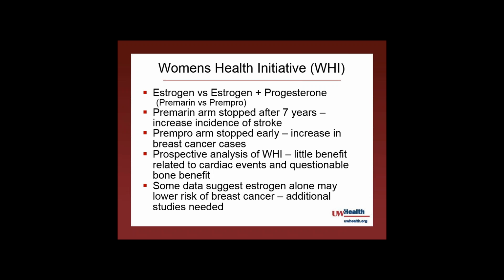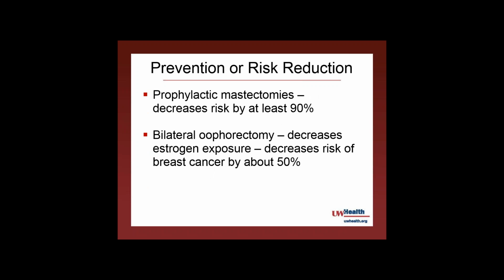So when they looked back at what data we did have in the Women's Health Initiative, there was little benefit related to what we wanted, because the trial was undertaken to look at whether estrogen would help protect your bones and your heart, bone and heart disease, but we found different things. We found that there was little benefit related to cardiac events and questionable bone benefit, and some data suggested estrogen alone may impart a lower risk of breast cancer. That doesn't make sense, but we really need more studies because we think more estrogen increases your risk. But that was what was determined with a trial that was stopped early, but a lot of women were looked at in this trial, a lot of very similar women.